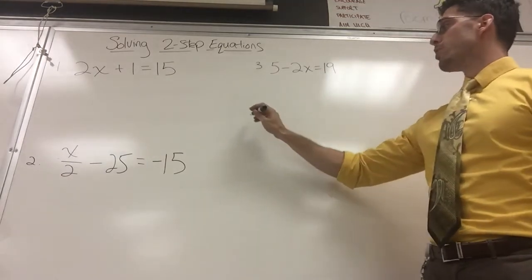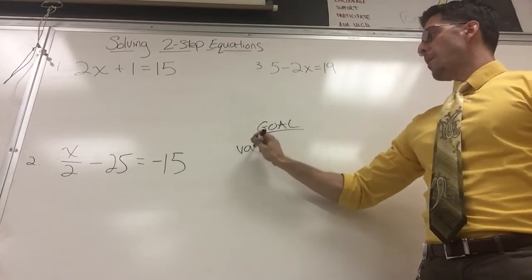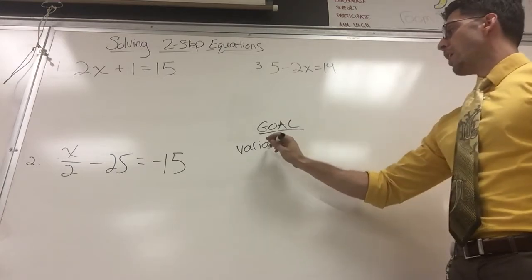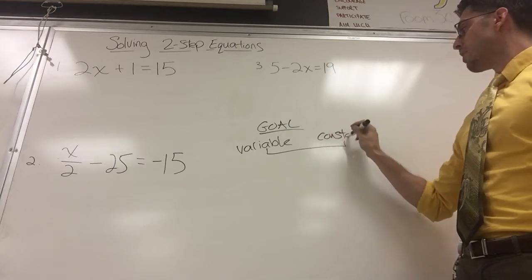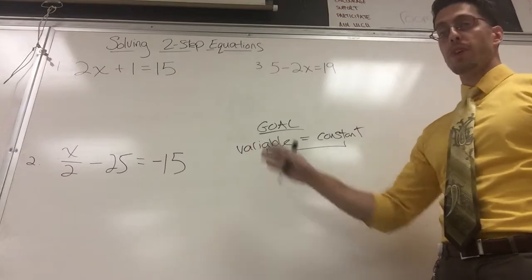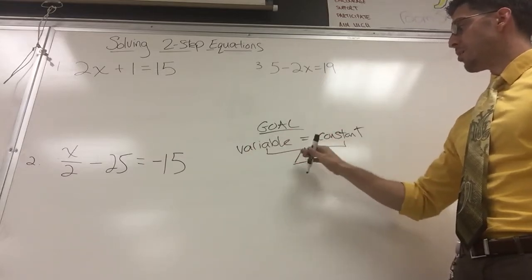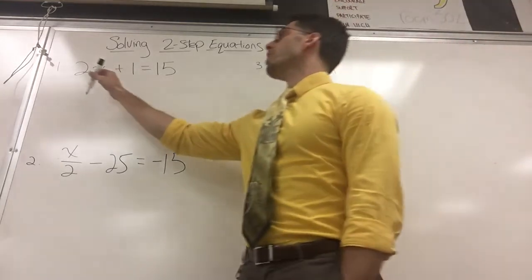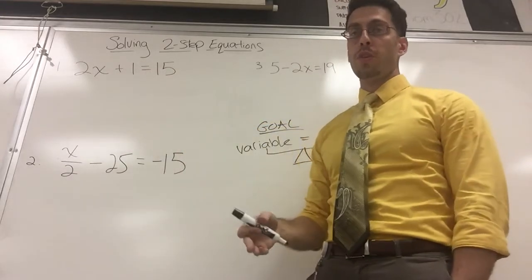So really, on your scale, you're going to eventually want this goal. Variable alone, or isolated on one side, and constant on the other side. Variable equals constant. So you're basically looking for x equals 5 or whatever, some number, okay? That equal sign is like the balance of your scale or your seesaw. So I want variable on one side, I want numbers on the other side. I got a constant here, I got a constant here. Constant is a whole number.